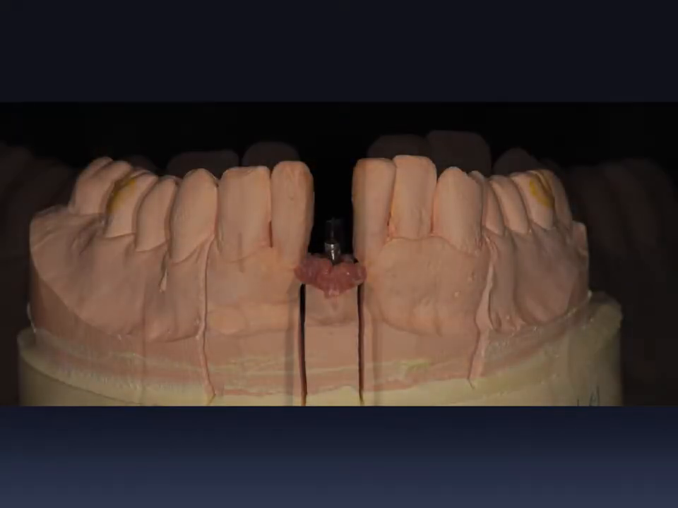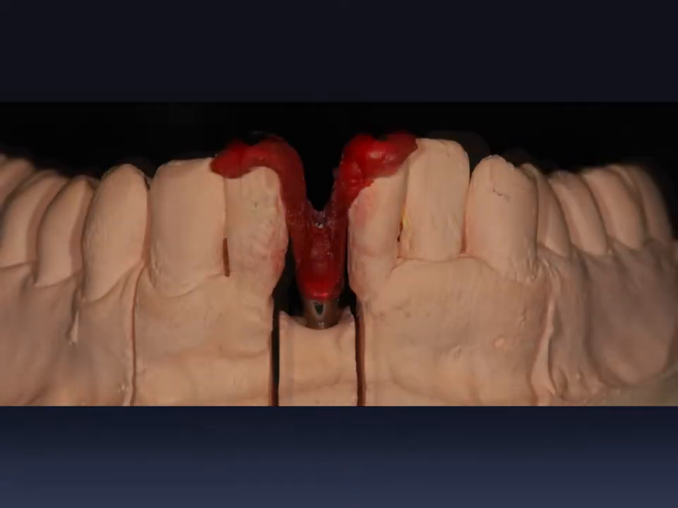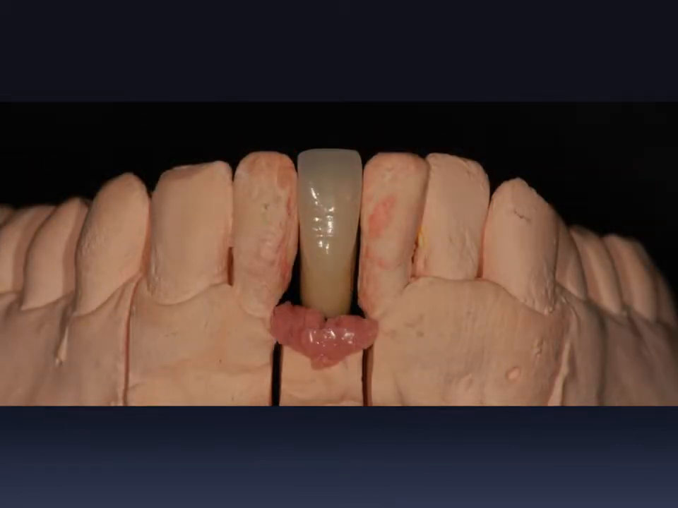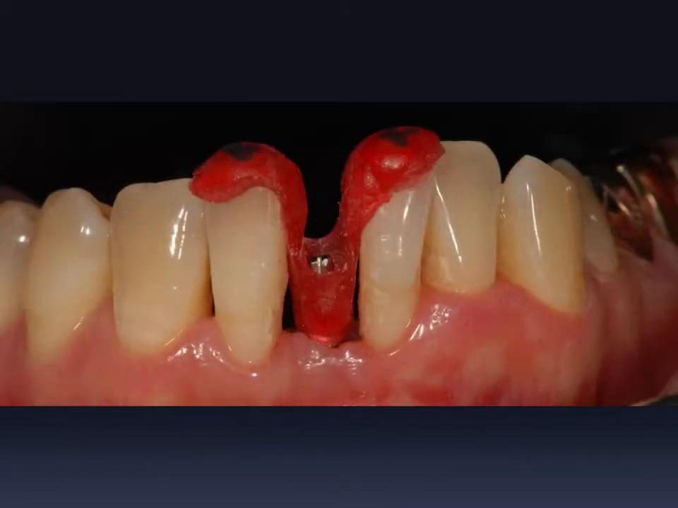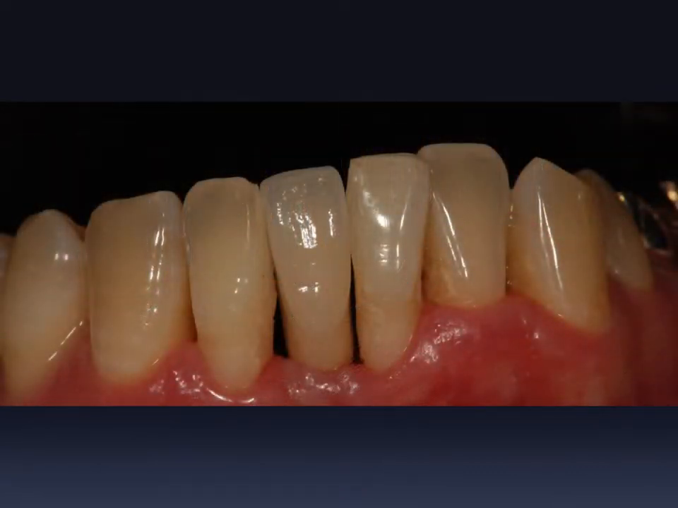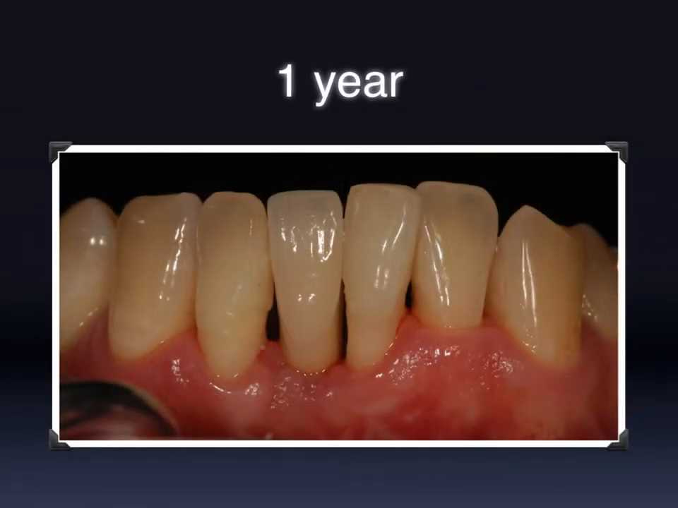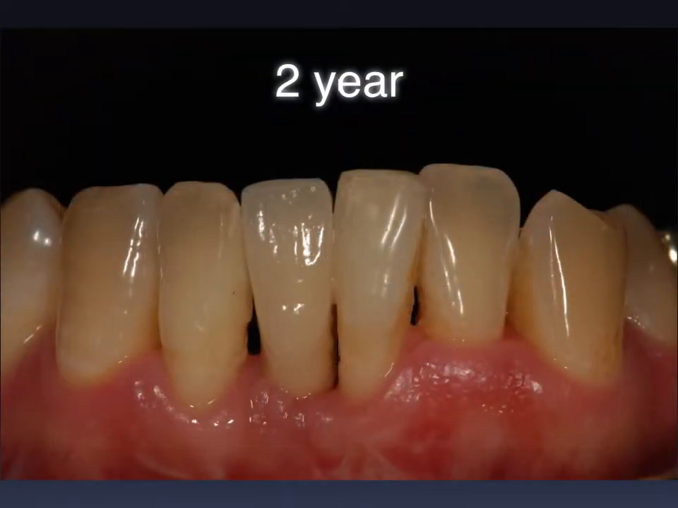This is a working model. This is the final abutment that's been fabricated. A jig was made for the final abutment. This is the final restoration. Final abutment was transferred to the implant with the jig. The final abutment was fully seated, and the restoration was delivered. This is how it looked 1 year after delivering the final restoration, and this is 2 years after.